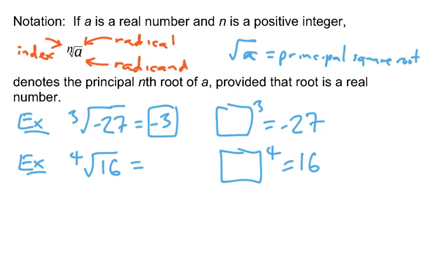And a little bit of playing around with that, you'll see that that will be a 2. I meant to put a negative 3 up there. So the principal fourth root of 16 is 2. 2 times 2 is 4, times 2 is 8, times 2 is 16.